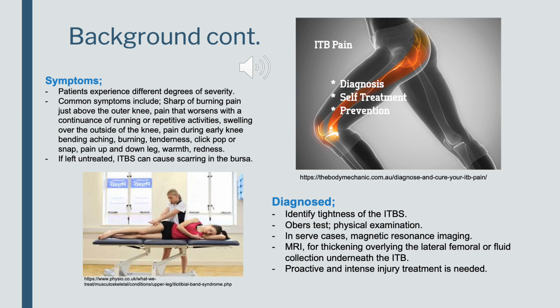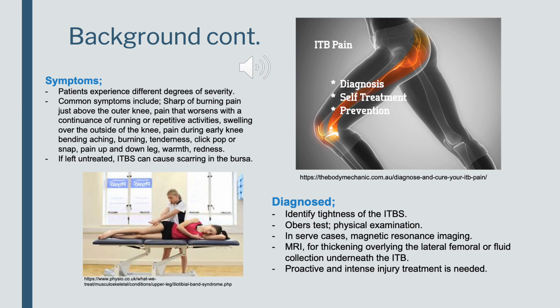To identify tightness of the iliotibial band, the Ober's test is usually used. The Ober's test is a physical examination where the patient lies on their side with the unaffected leg on the bottom, with their shoulders and pelvis in line.